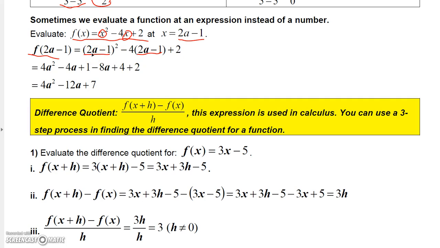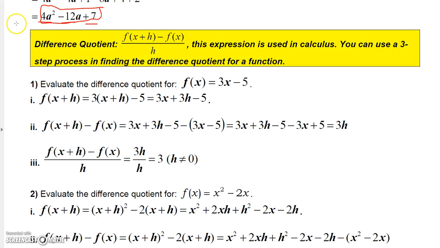Now, you have to square the binomial, so you get 4a squared minus 4a plus 1. Here you distribute, so you get minus 8a plus 4, and then you bring down the plus 2. And then finally we just collect like terms. 4a squared minus 4a minus 8a is minus 12a, and then 1 plus 4 plus 2 is 7. And that's it. That's how you evaluate that function at 2a minus 1.